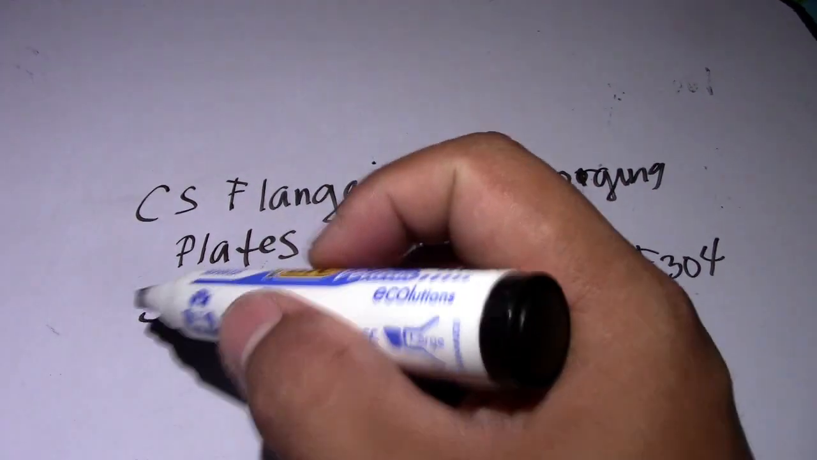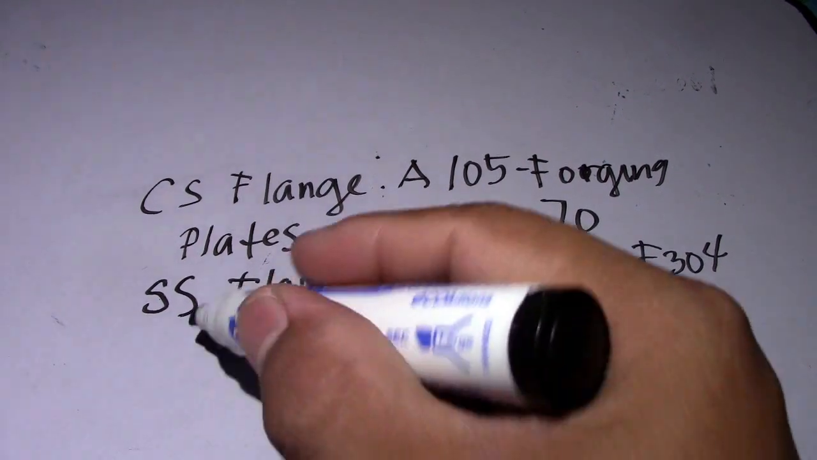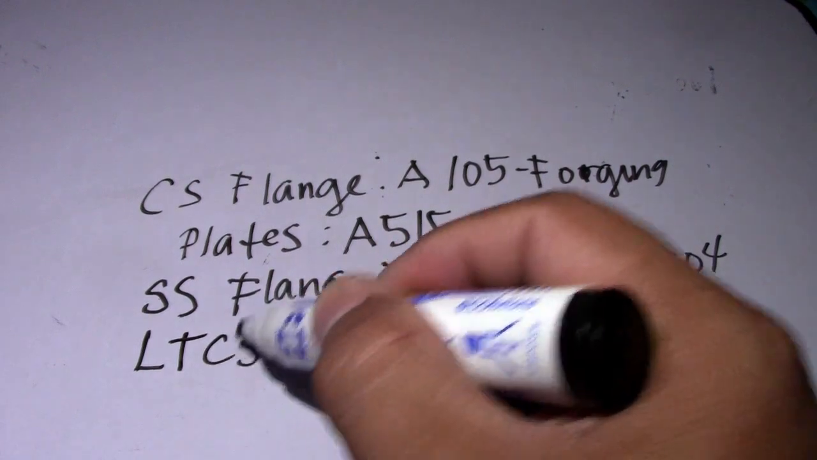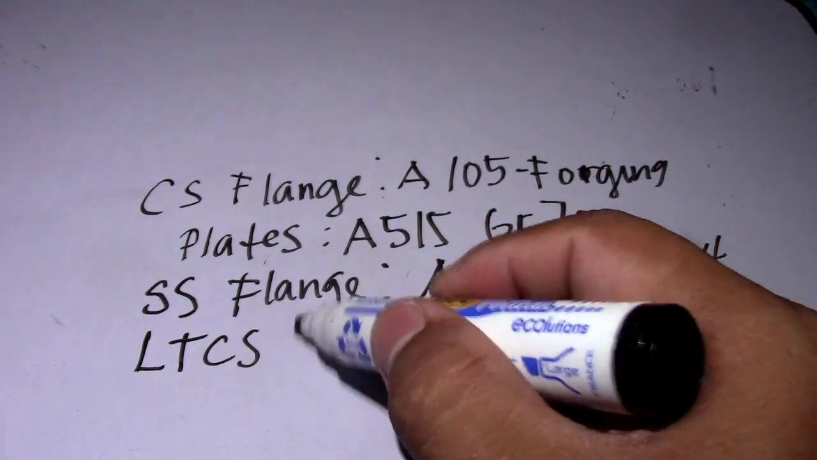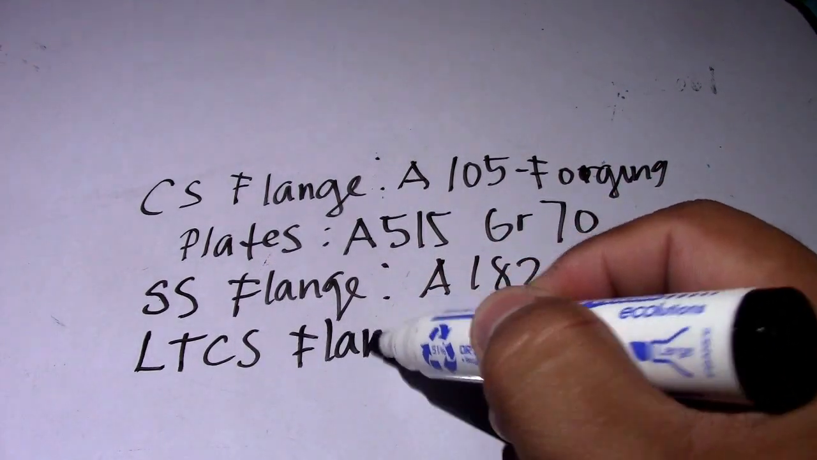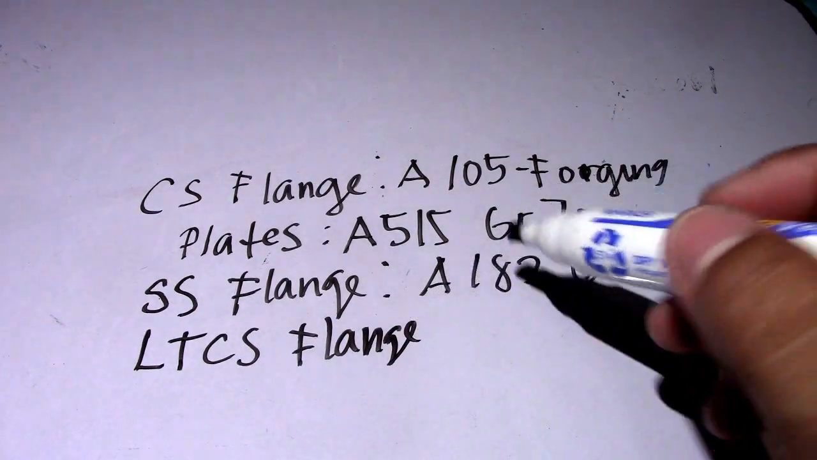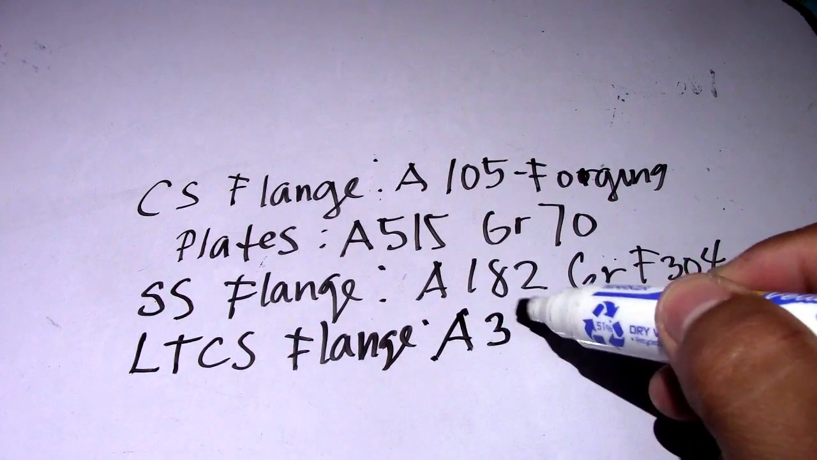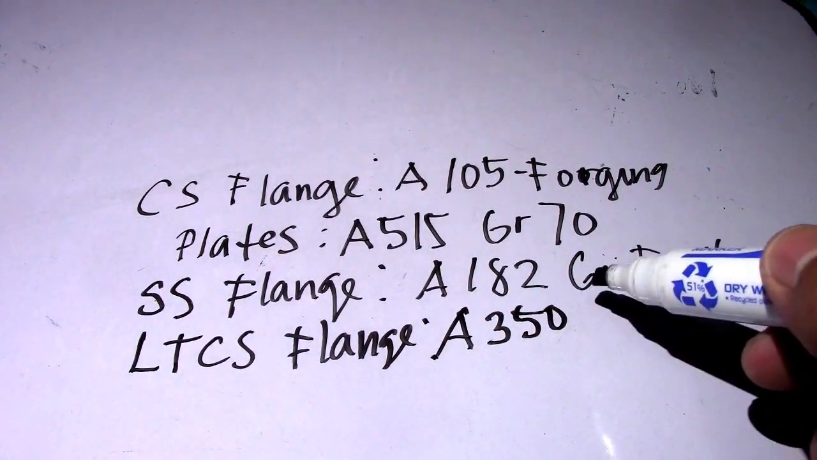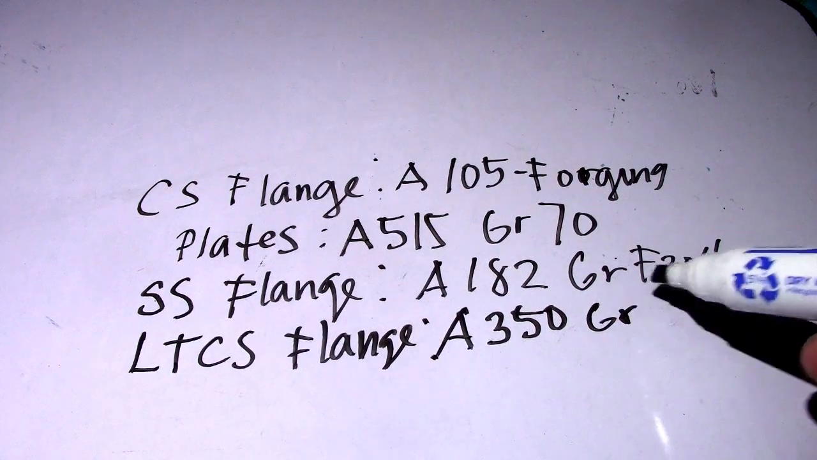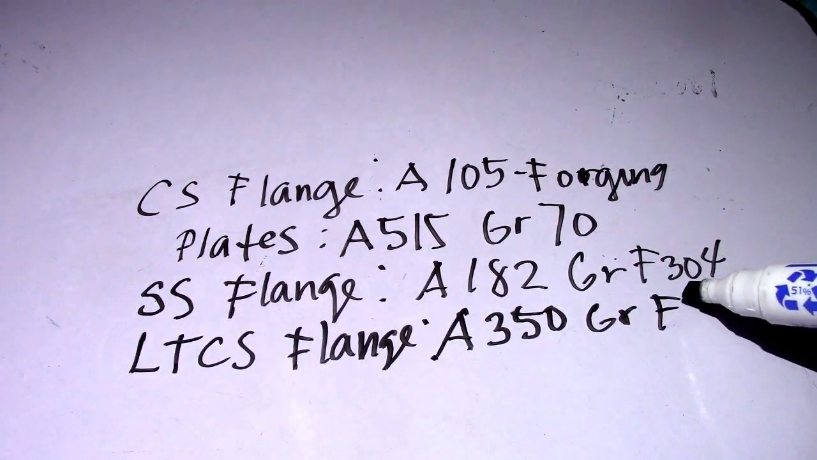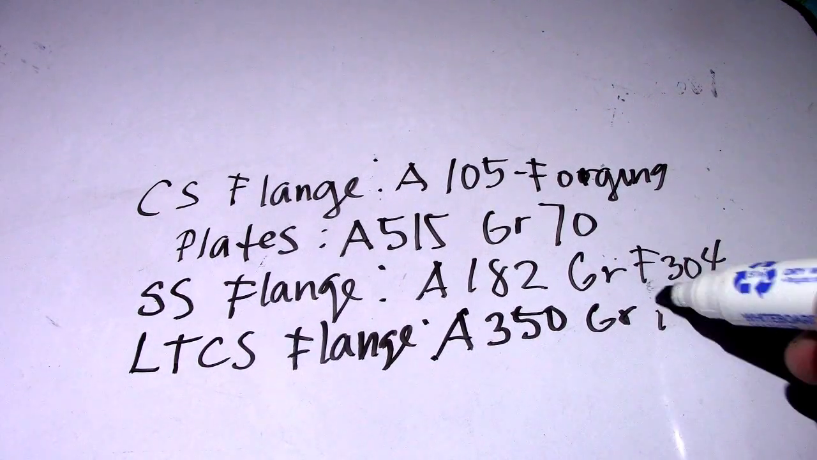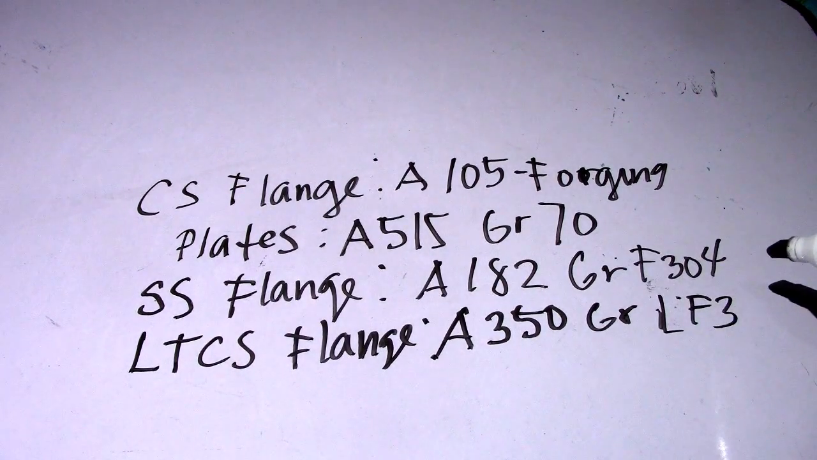Then LTCS. What is LTCS? LTCS is low temp carbon steel. For the LTCS flanges, we have A350 grade LF3.